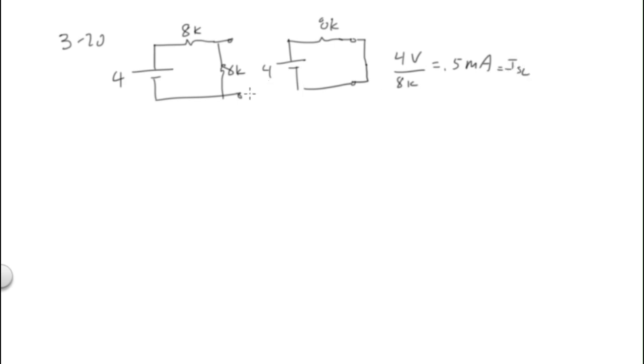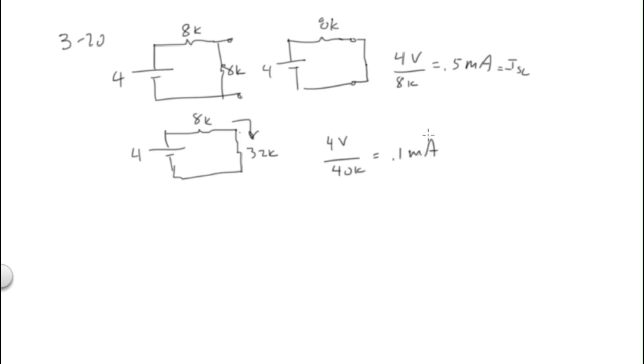Next, remove the 8K and calculate the current through a 32K resistor attached between A and B. So then we go back and say, okay, I've got 4 volts, I've got 8K, and I've got 32K. What would be my current through here? Well, it's 4 volts divided by 40K, or 0.1 milliamp. That's 20. Okay, number 21.